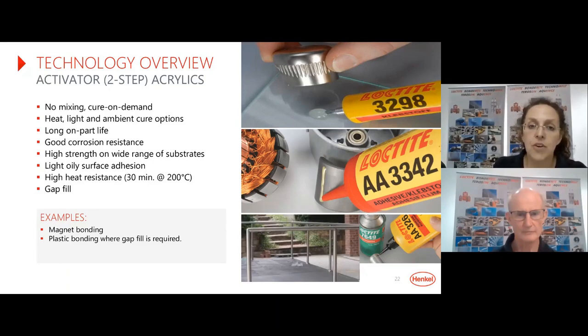They're very good at bonding dissimilar substrates. At the top, we've got the example of where we're bonding a metal knob onto a glass plate. In the middle, we're bonding together high-speed motors, where this part here is going to go into this housing that sits at the back. And at the bottom, we've got the example of mainly stainless steel handrails, where the fast cure that two-step acrylics give us is really used.